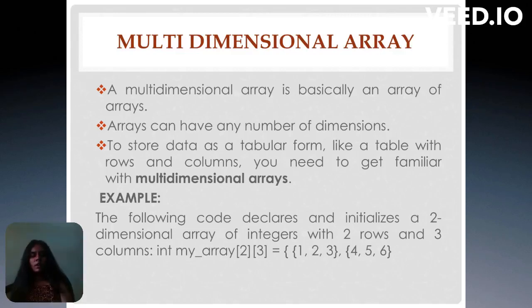The next type of array is the multi-dimensional array. This multi-dimensional array is basically arrays of arrays. It can be referred to as arrays of arrays, and because it has many dimensions, it can store the data in tabular form, which means it has a number of rows and columns. Here is an example. We can declare and initialize a two dimensional array of integers with 2 rows and 3 columns. Here int myArray[2][3] means that there are 2 rows and 3 columns, where the elements are 1, 2, 3, 4, 5, 6.